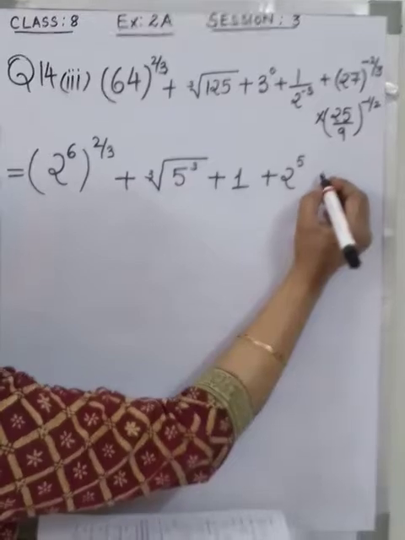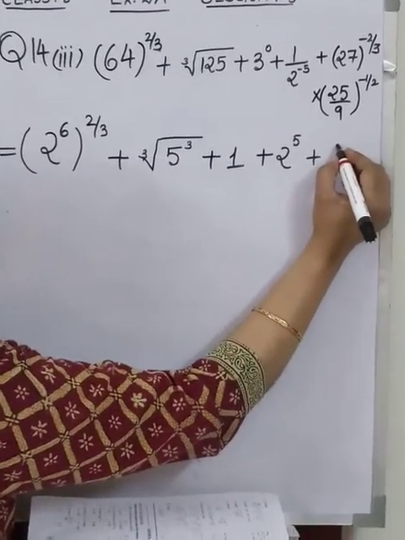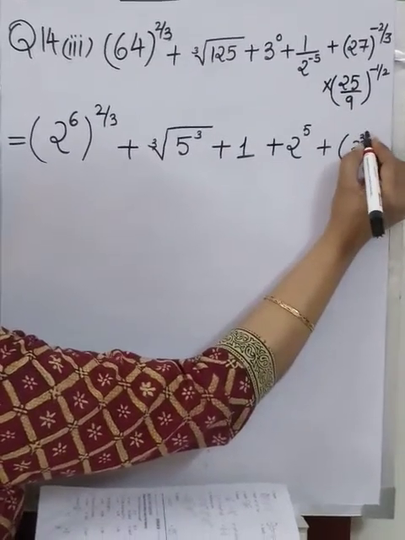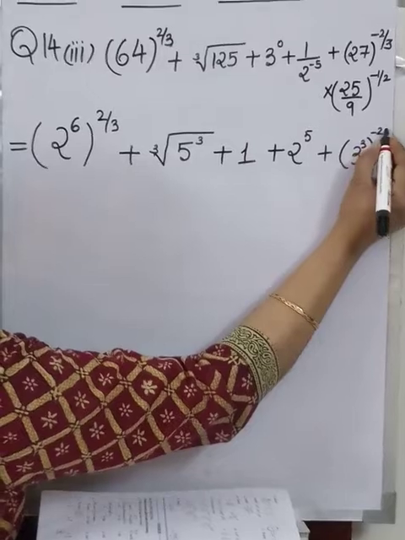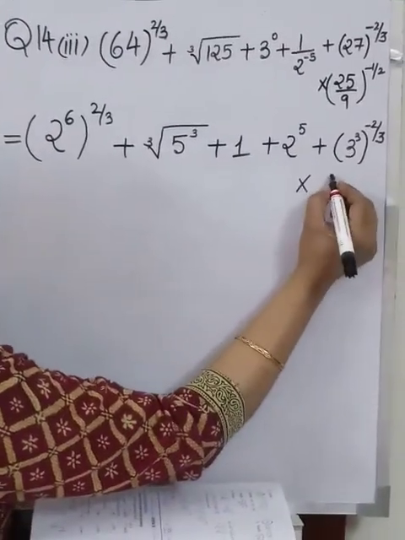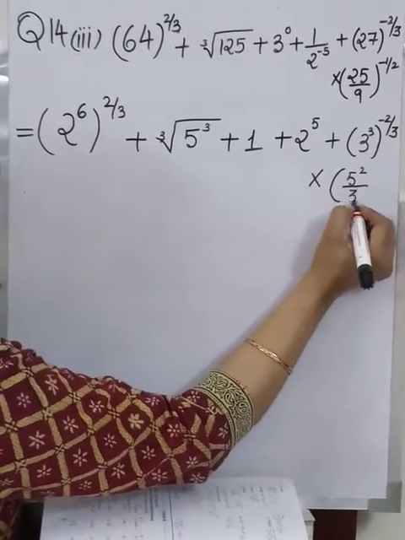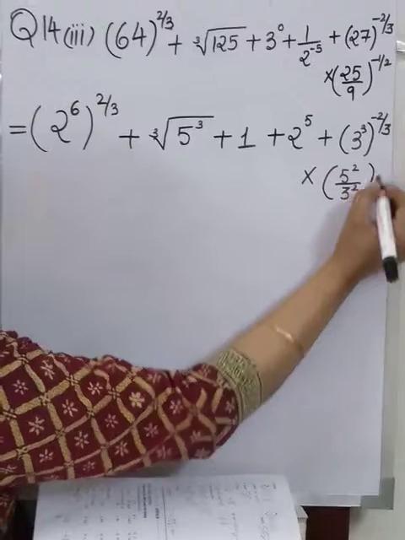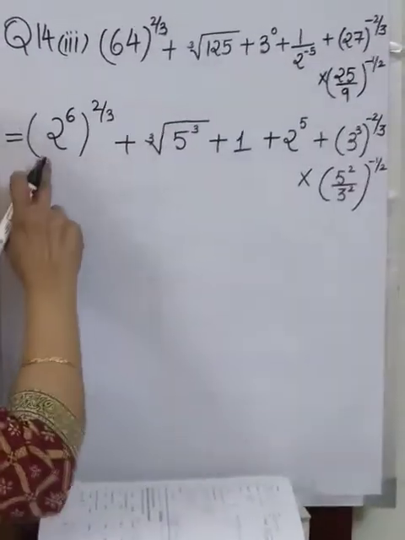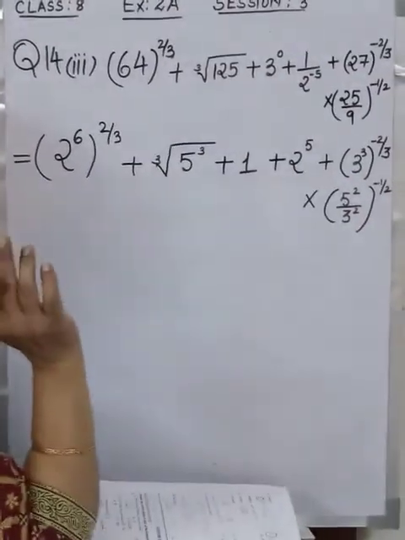Again we convert 27 into exponential form. 27 is 3 to the power 3 and whole to the power minus 2 by 3, into 25 is 5 square and 9 is 3 square and whole to the power minus 1 by 2. So I converted all the given large numbers into the exponential form.